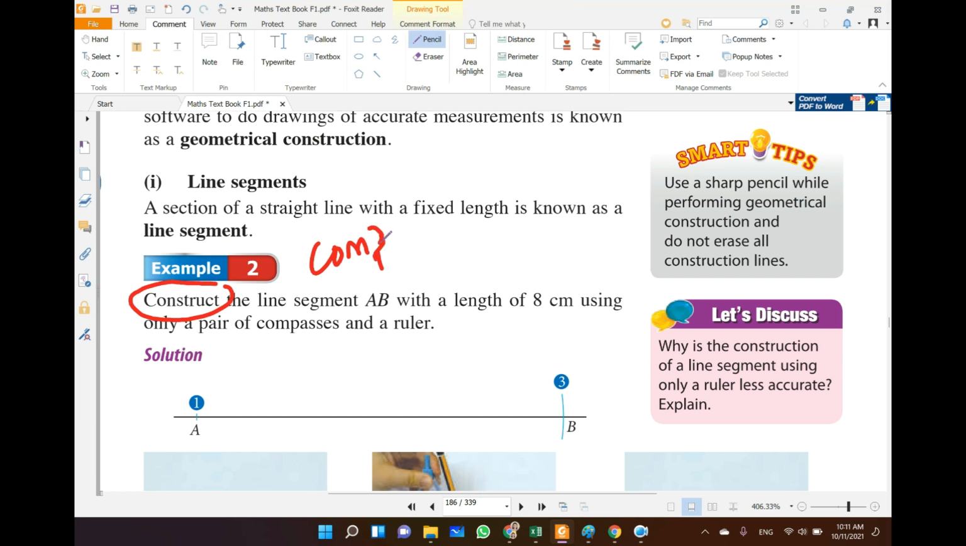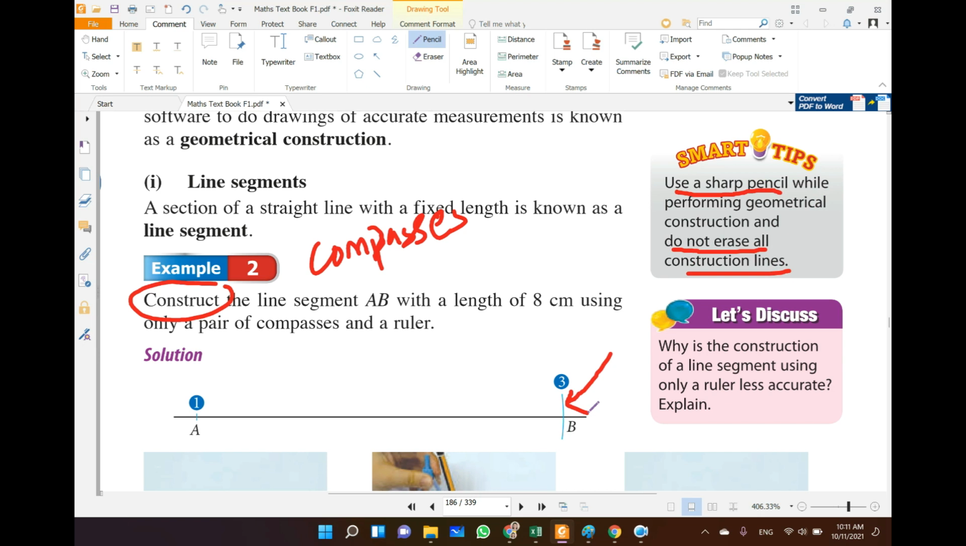Okay, so there are a few things when you use the compasses. You can see over here, smart tips. Use a sharp pencil while performing geometrical construction. And one more thing, you cannot erase all your construction lines. You must keep the construction lines. What is a construction line? The one that we have over here, this one is the construction line. A curve that you construct using your compasses. All the lines that you get from your compasses are construction lines.